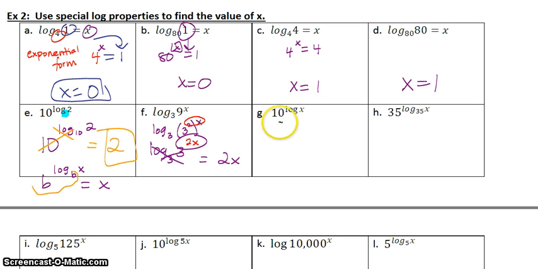Part G. Actually, this is very similar to part E. It's another one where I've got 10, and then the exponent is log base 10. So that one's just equal to x. Part H is just equal to x as well.